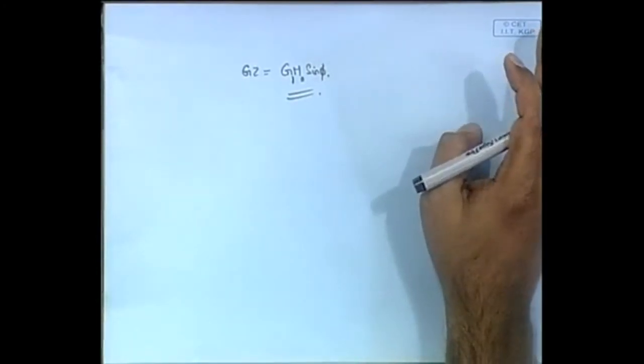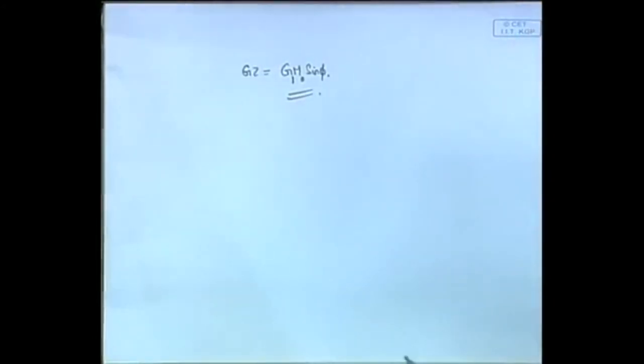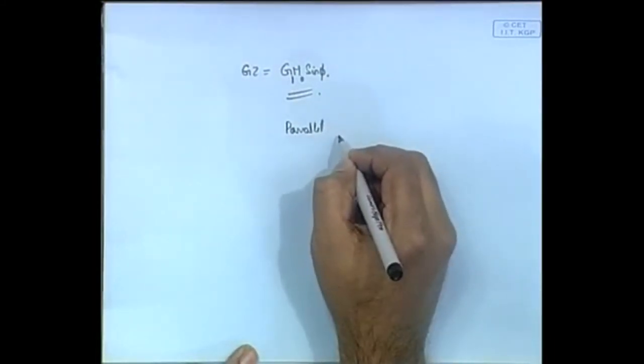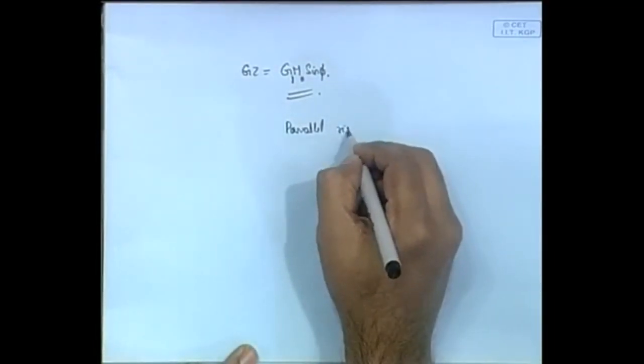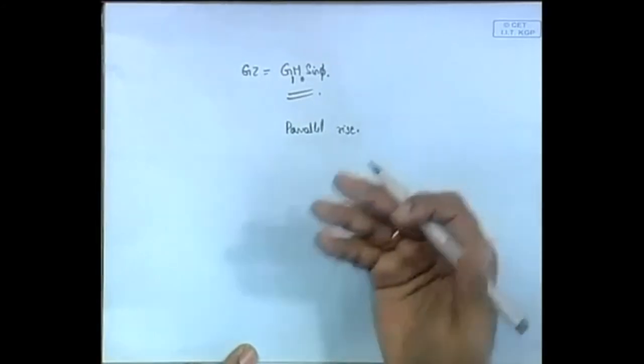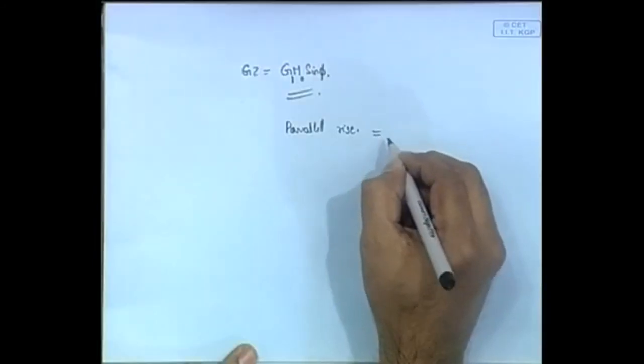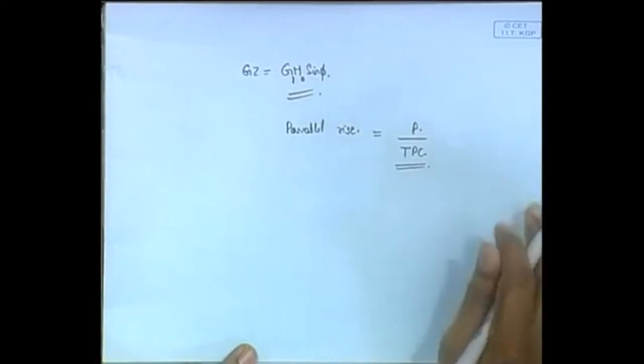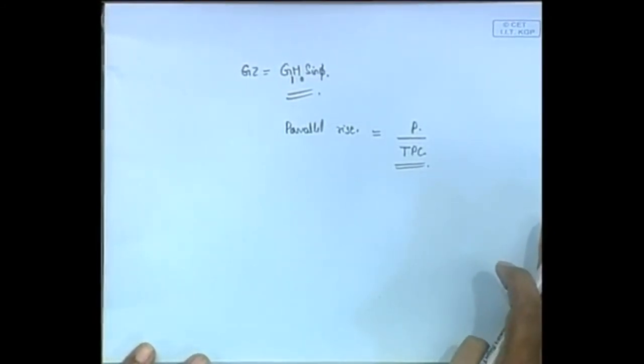Then how will you find the moment it touches, when P comes, what will be the bodily change in the displacement at F? We call it parallel rise or parallel sinkage. It will actually be a rise in this case, because P is coming upwards. There is a force P acting upwards at this instant, and it will be just P by TPC. That will be the change in the parallel sinkage. P is the force acting and TPC is given. So parallel rise or sinkage will be given by P by TPC. This will give you your bodily rise or sinkage.